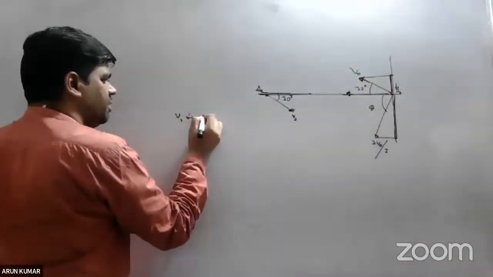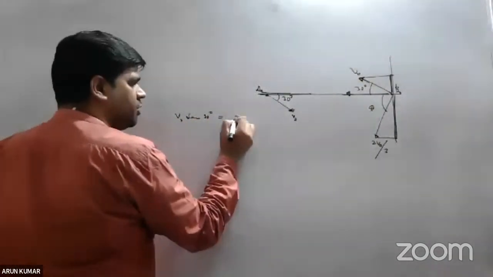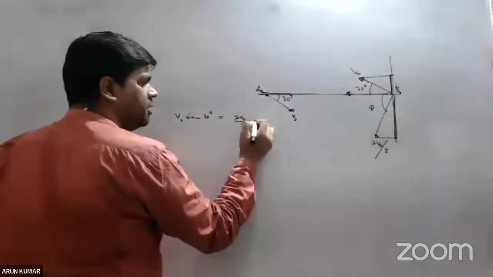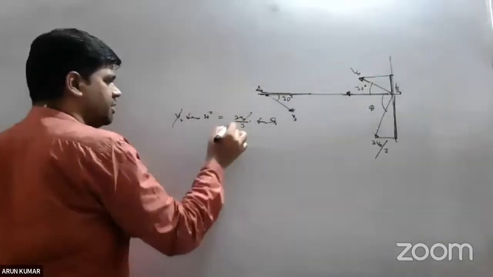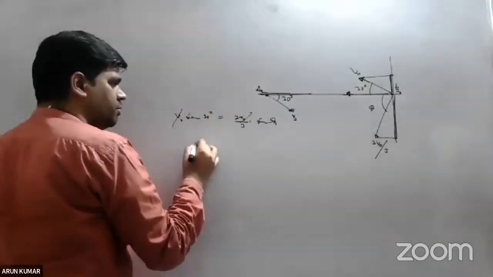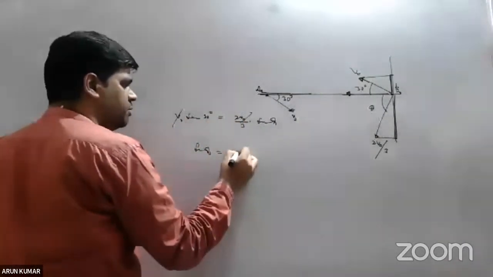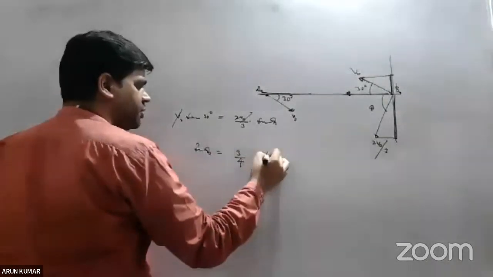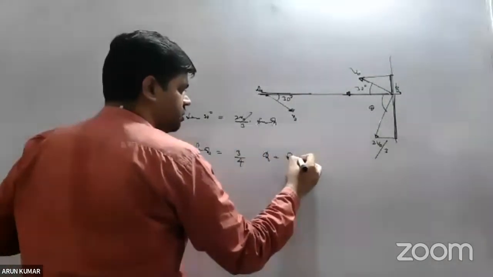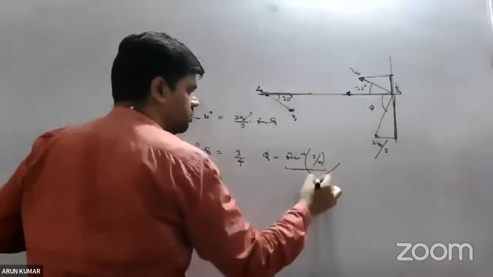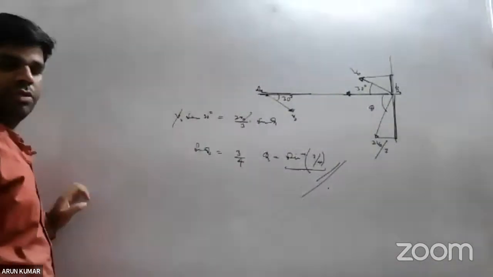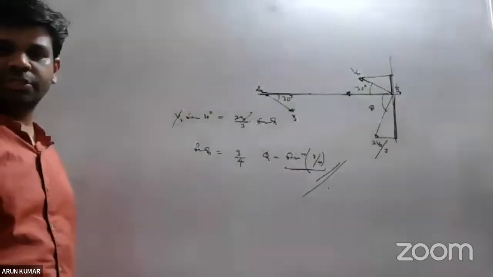V naught sin 30 should be equal to 2 V naught by 3 sin theta. V naught is cancelled out. This is 1 by 2. Sin theta is equal to 3 by 4. So theta is equal to sin inverse of 3 by 4. So that should be the angle at which we should project.